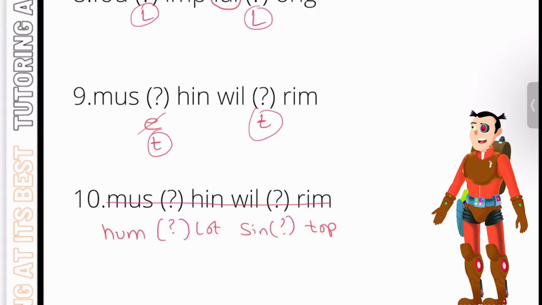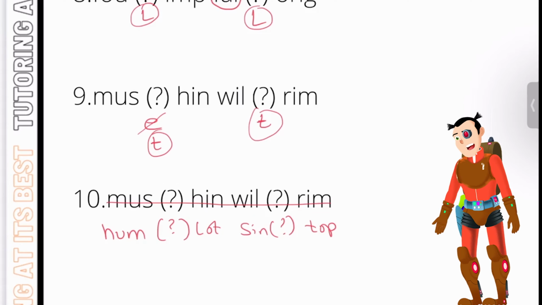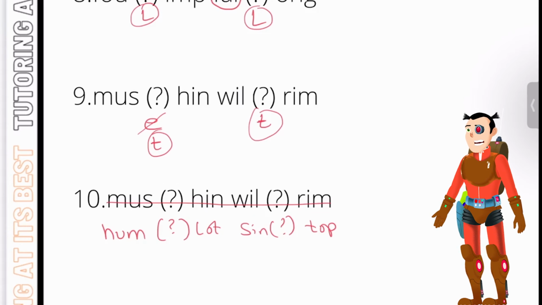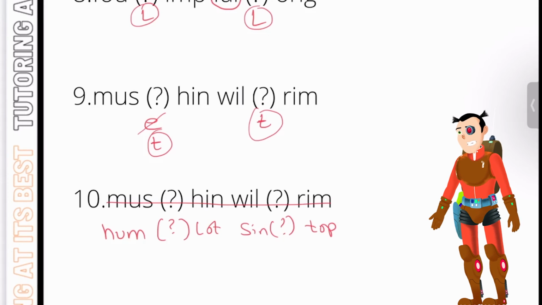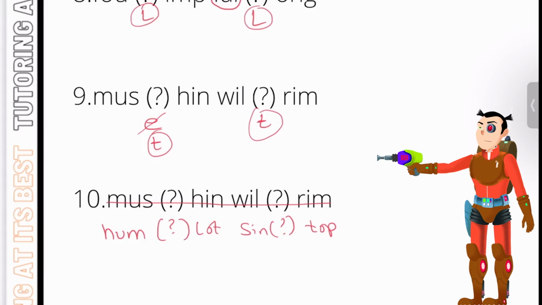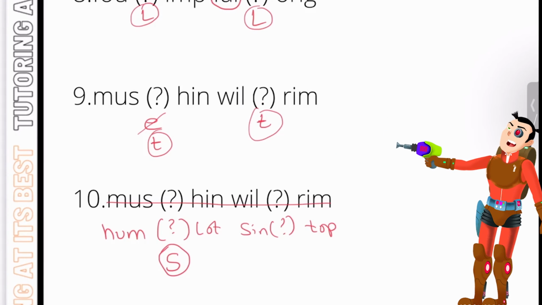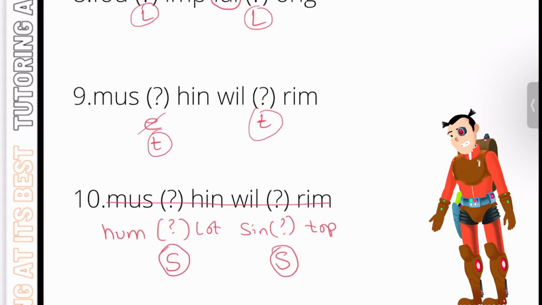I don't know if many of you have already worked this out, but let's take a look. And the answer is the letter S. And that's going to be for hums, slot, sins, and stop.